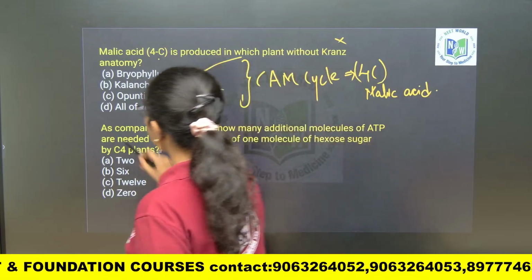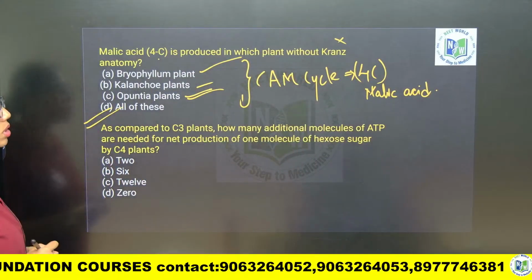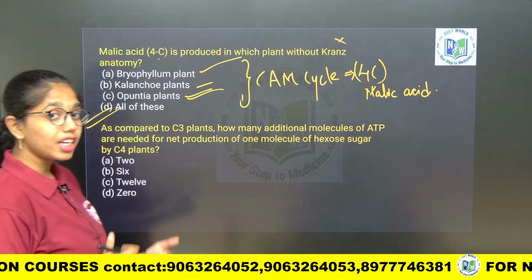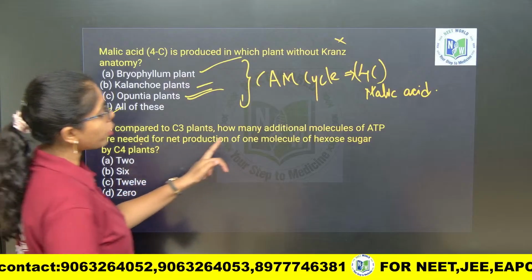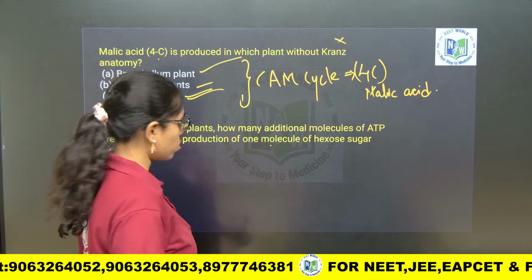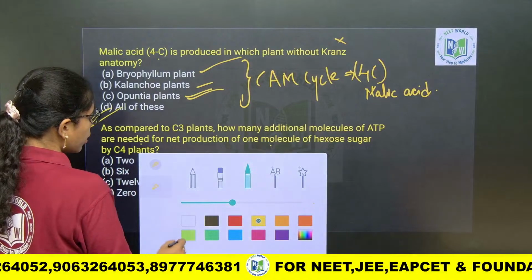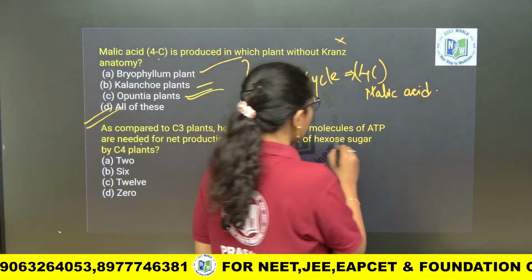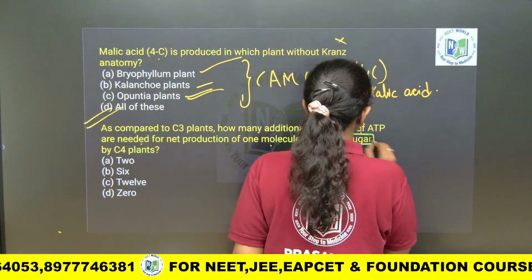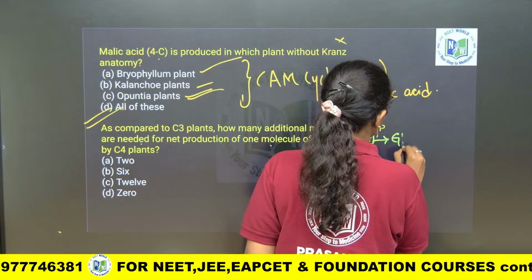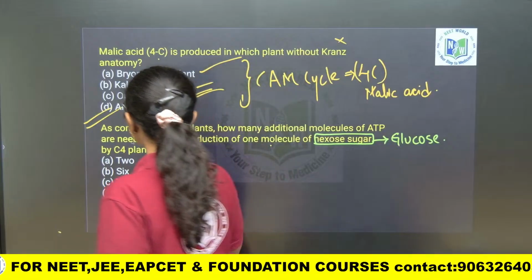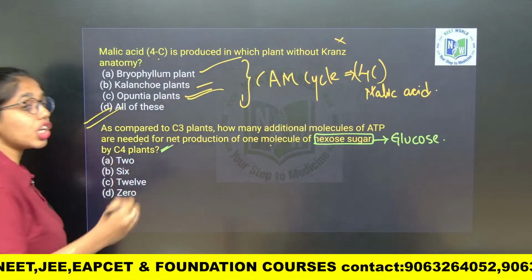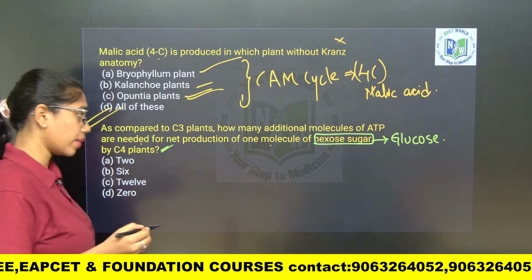Clear? As compared to C3 plants, how many additional molecules of ATP are needed for net production of 1 molecule of hexose? Net production of 1 molecule of hexose means 1 molecule of glucose by C4 plants. How much additional ATP is required, he is asking.